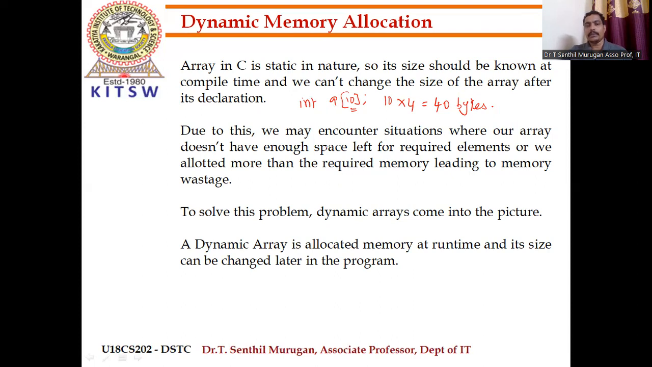So what happens due to this? Sometimes we want to extend the array size, but we don't have enough space for the required elements. In this situation, what will we do? For that, we go for a dynamic array. What is a dynamic array? An array which allocates memory at the time of execution is considered a dynamic array. Once we allocate the memory, we can also change the size of the array.